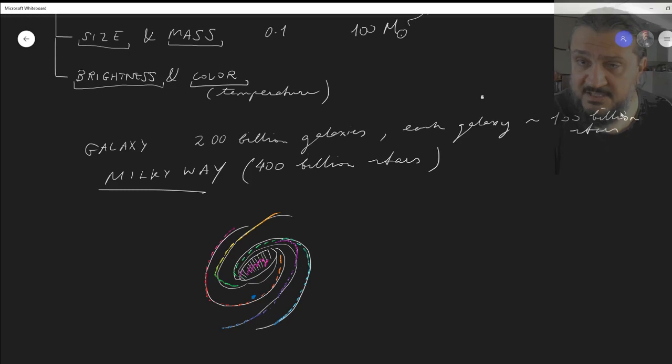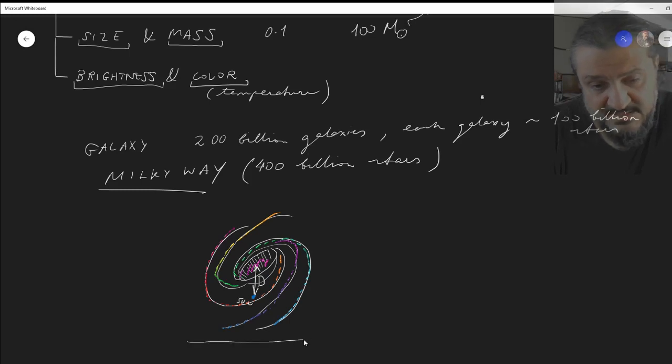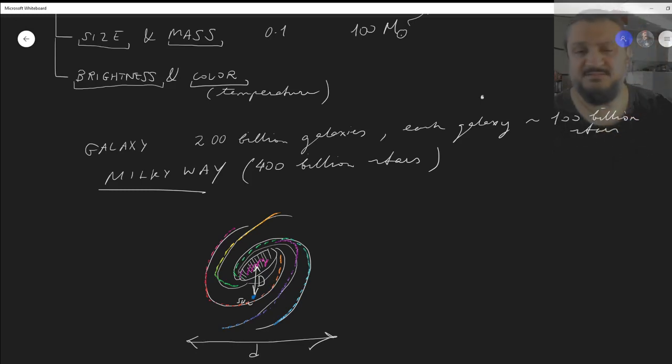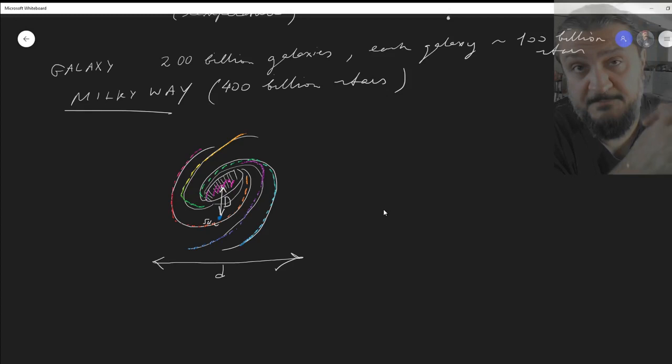Let's talk about the size here. If the galactic center is right there, our Sun is right here. Let this be the distance between the galactic center and our Sun. Call it D. And then, of course, we have the diameter of the galaxy itself. We already used the letter D, so let's use small d for the galaxy. It doesn't matter what letter you use. Now, such distances are huge.